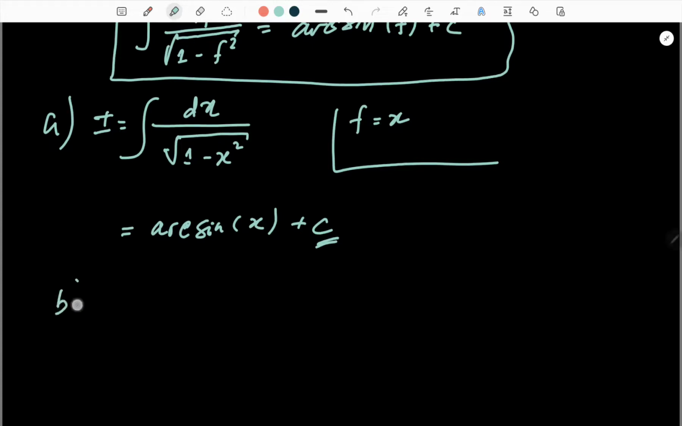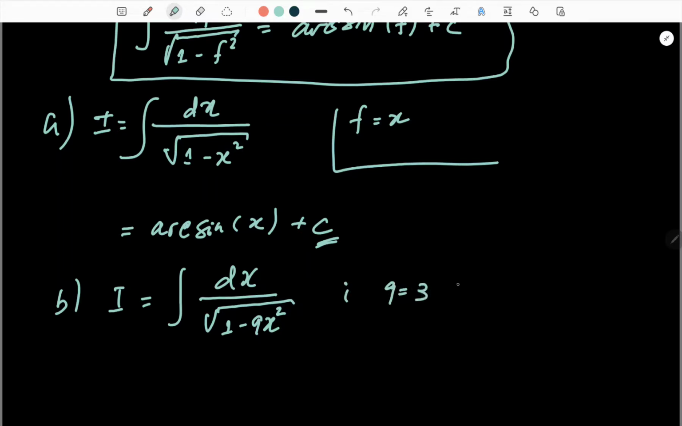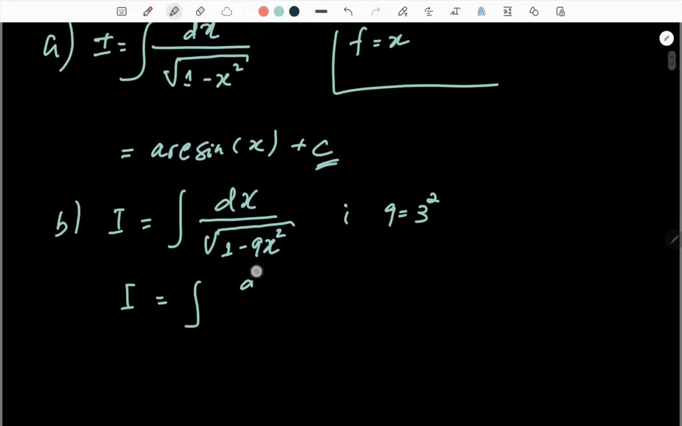Another exercise is b, where I is equal to the integral of d of x over the square root of 1 minus 9x squared. We know that 9 is equal to 3 to the power of 2. This means that we can rewrite our integral as d of x over the square root of 1 minus 3 times x, all of this squared.